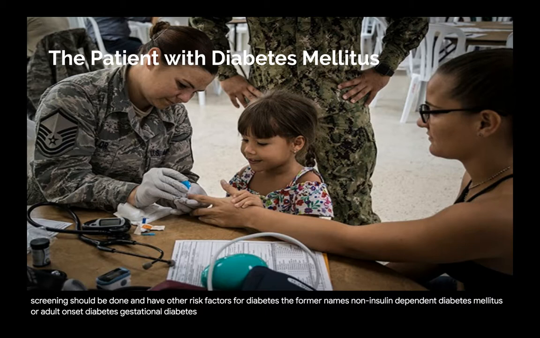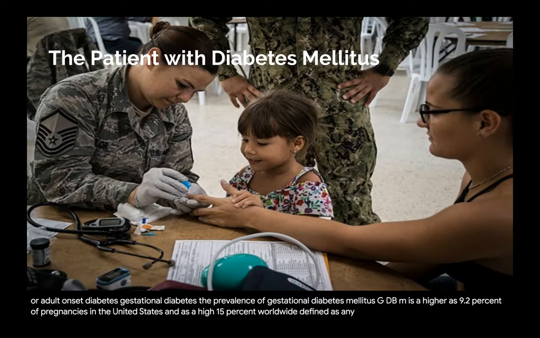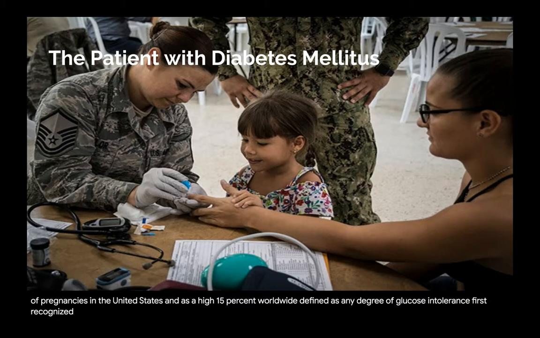Gestational diabetes. The prevalence of gestational diabetes mellitus, GDM, is as high as 9.2% of pregnancies in the United States and as high as 15% worldwide. Defined as any degree of glucose intolerance first recognized during pregnancy. Onset is related to genetics, obesity, and hormones causing insulin resistance.